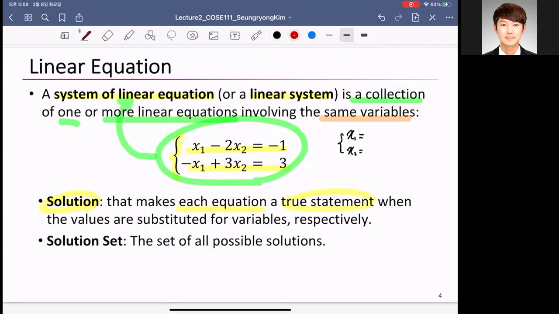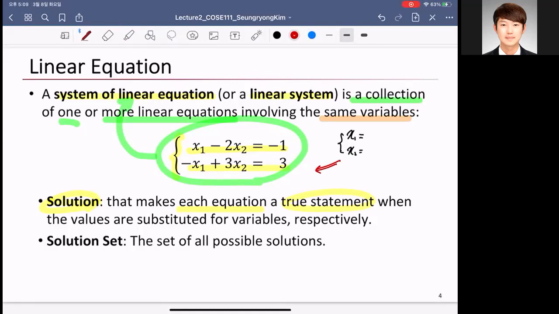Okay, so which values, I mean which x1 and x2, make each equation in this linear system a true statement? Which one? Let's try asking a question. Which x1 and x2 values make these two equations true, everyone?